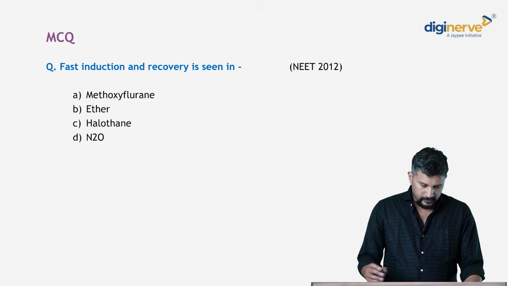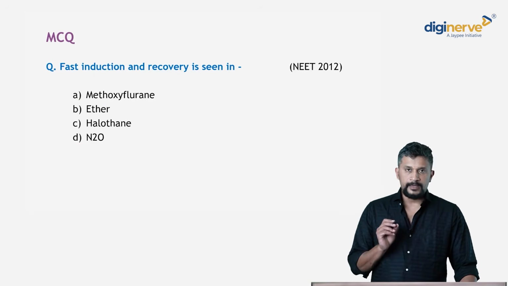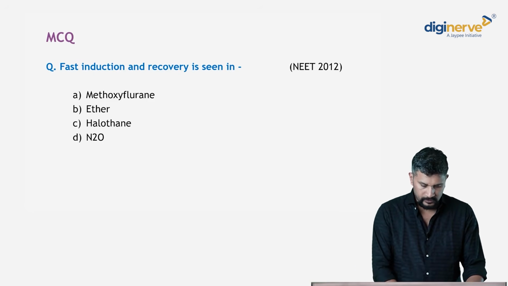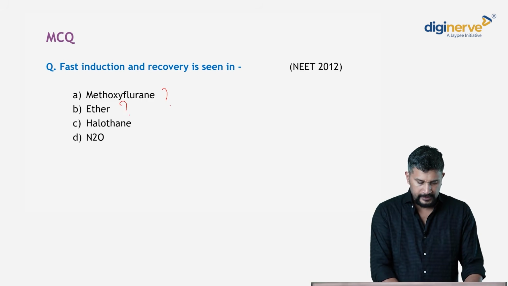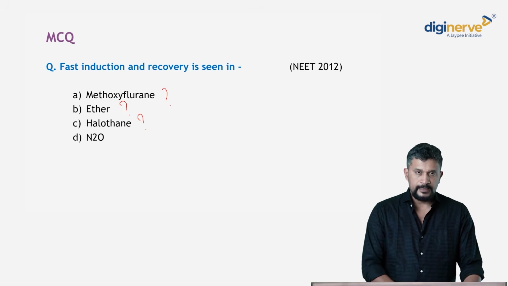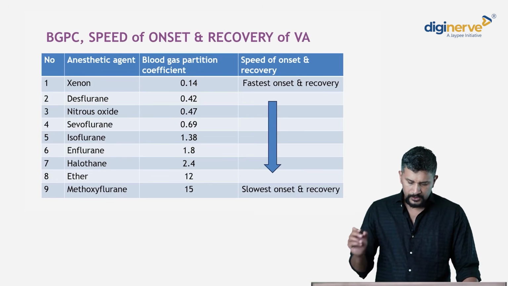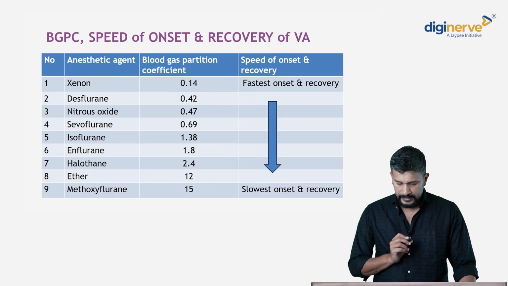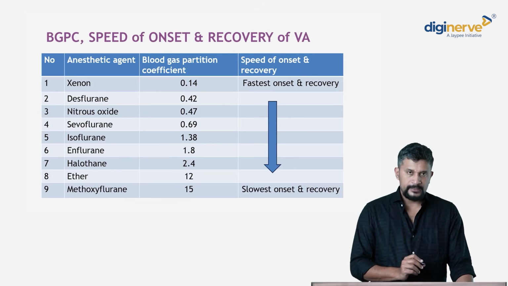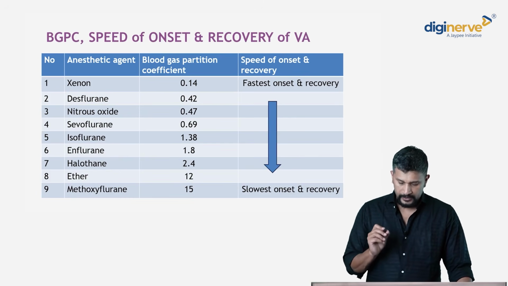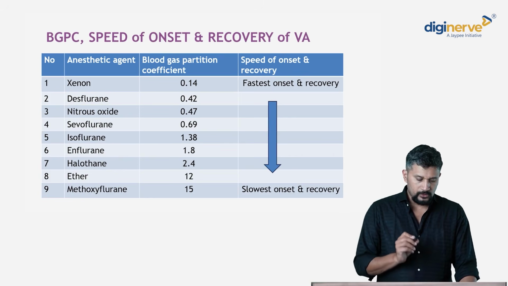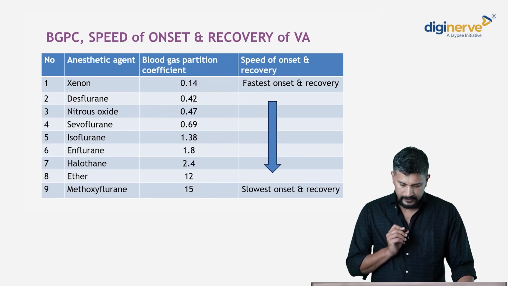So the next question, fast induction and recovery is seen with A, methoxyflurane. Is it B, ether? Is it C, halothane? Or is it D, nitrous oxide? So just mug up these numbers, guys. These are high yield questions and they are often asked in your entrance exams. You need to know each of these numbers by heart.